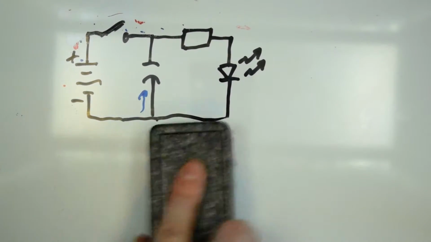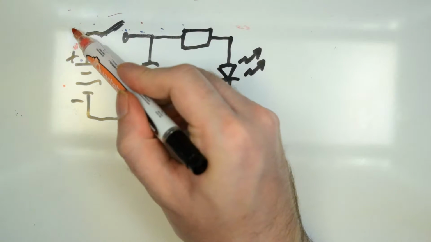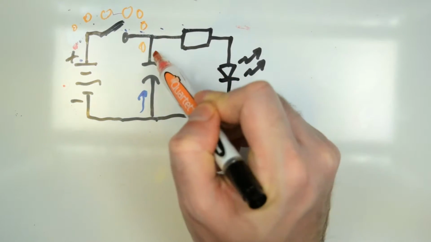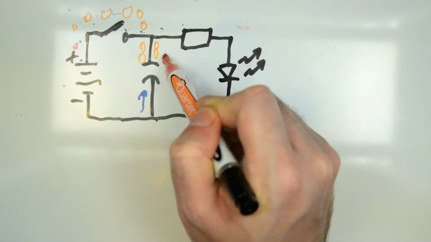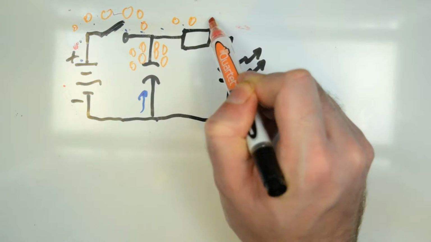I'm just going to clean up my drawing a little bit here. All right, so with conventional current flow, you're going to have the holes coming along like this, and then they're going to come down and fill up this side of the capacitor, and then continue through the circuit.